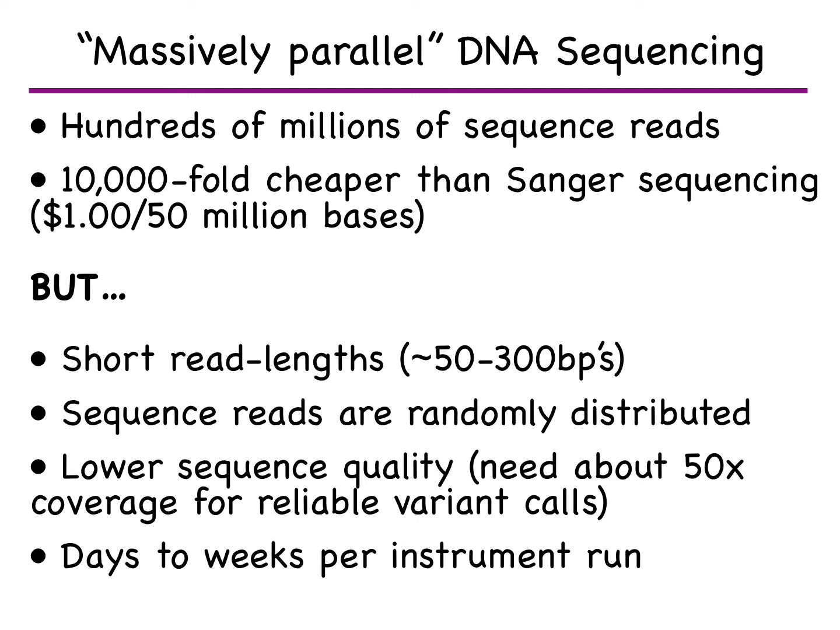Okay, so as I mentioned, massively parallel DNA sequencing is very powerful. You can get hundreds of millions of sequence reads. It's much, much cheaper than the original method, Sanger sequencing, that was used before this. But as I also mentioned, it has some limitations. The sequence reads are fairly short, on average 50 to 300 base pairs. The sequence reads are also randomly distributed. I'll mention that on the next slide in more detail, so I'll hold off on talking more about that here. And the sequence quality tends to be lower than Sanger sequencing, so you need to resequence the same site about 50 times to get reliable calls of what the actual sequence is at that site.